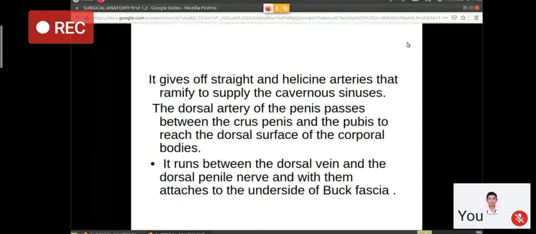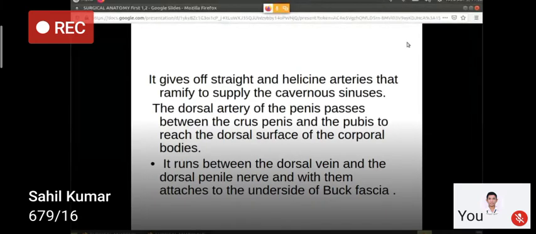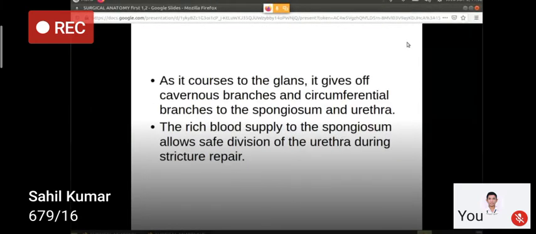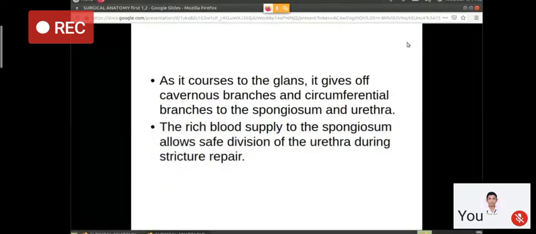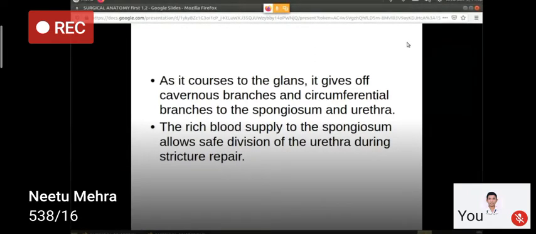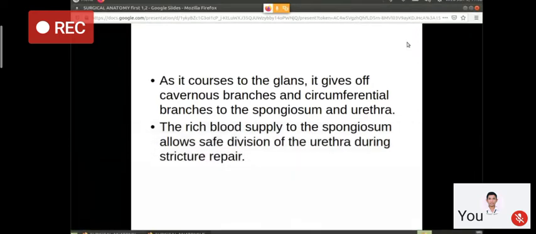The dorsal artery of the penis passes between the crus penis and pubis to reach the dorsal surface of the corporeal bodies. It runs between the dorsal vein and dorsal penile nerve, attached to the underside of the fascia. As it courses to the glans, it gives off cavernosal branches and circumferential branches to the spongiosum and urethra. The rich blood supply to the spongiosum allows safe division of the urethra during stricture repair.